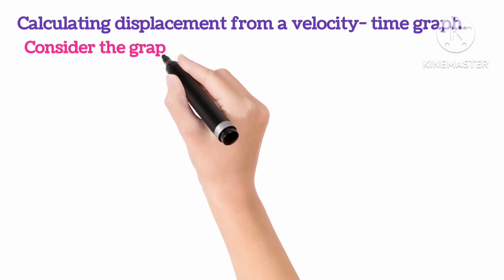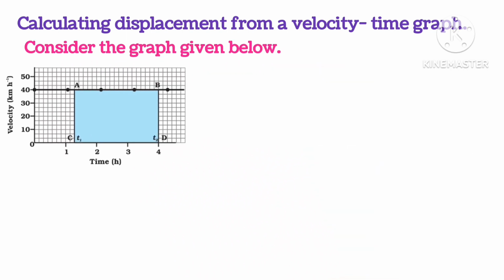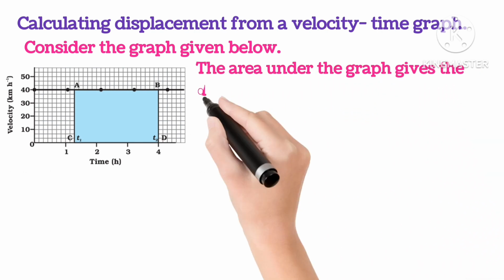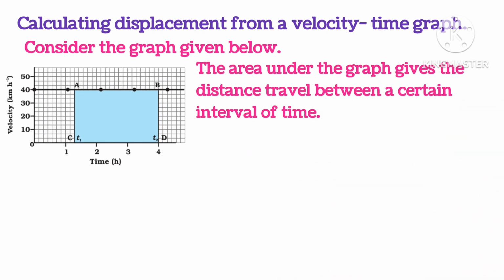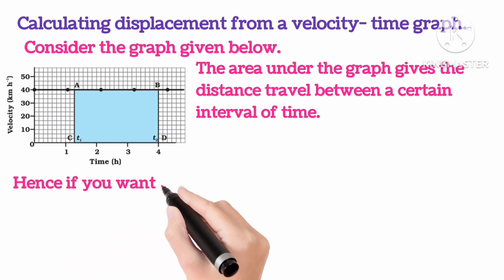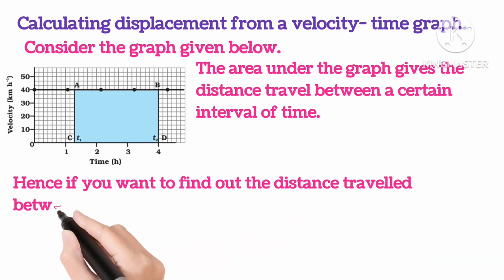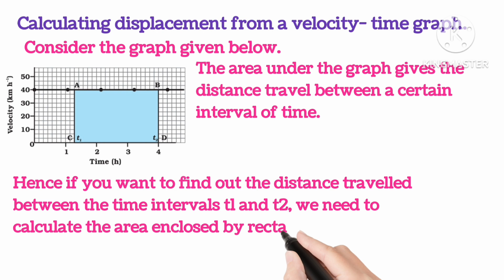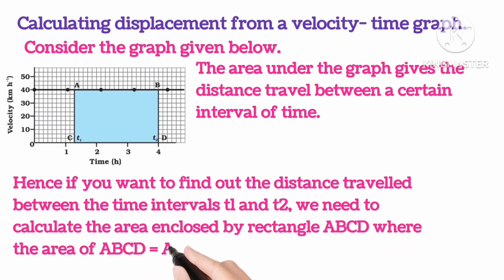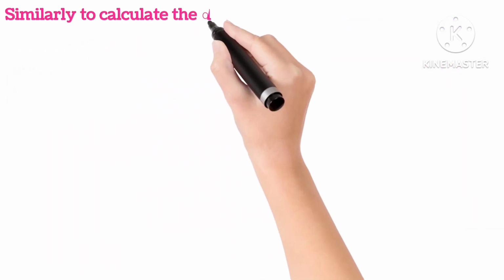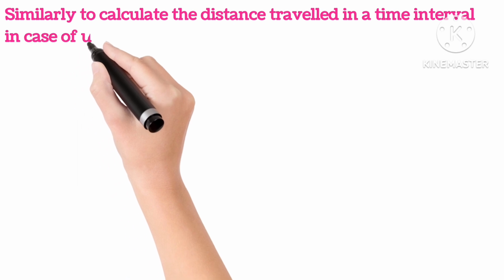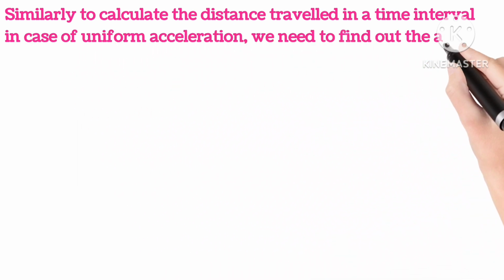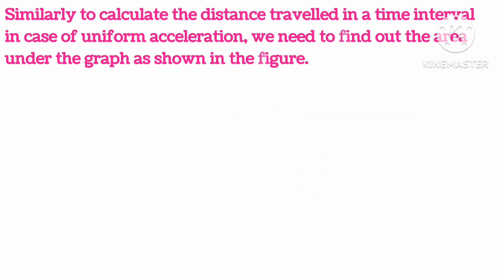Calculating the displacement from velocity time graph. Consider the graph given below. The area under the graph gives the distance traveled between a certain interval of time. Hence, if you want to find out the distance traveled between the time intervals t1 and t2, we need to calculate the area enclosed by the rectangle ABCD, where area of ABCD is equal to AB into CD. Similarly, to calculate the distance traveled in a time interval in case of uniform acceleration, we need to find out the area under the graph as shown in the figure.